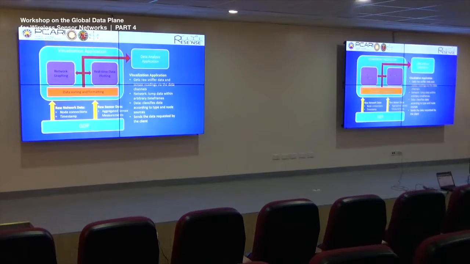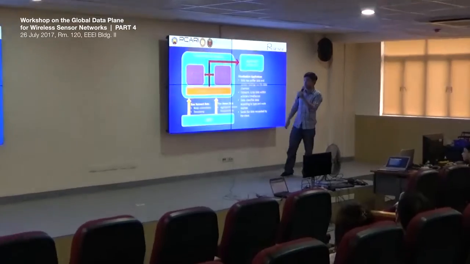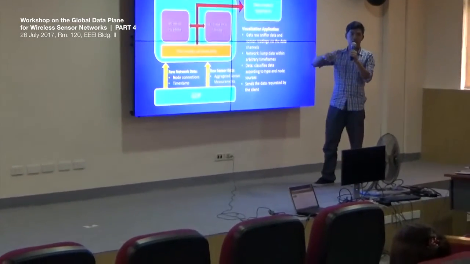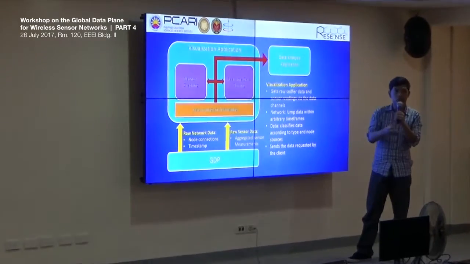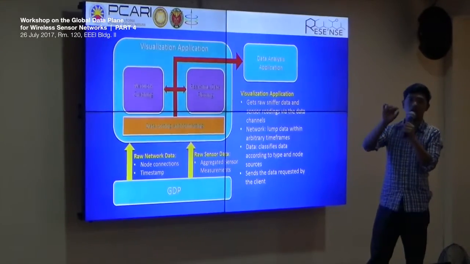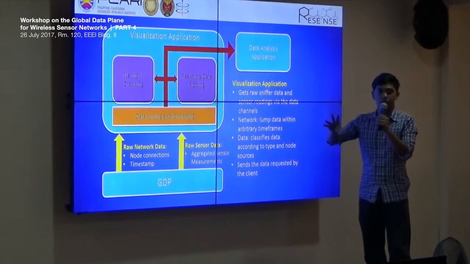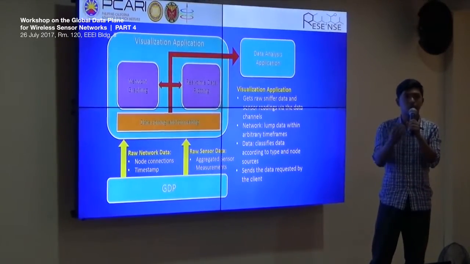So this is the system overview of the visualization. So basically, since we have the GDP, doon nagagaling yung data natin. And for our visualization application, we have two types of data. Yung network data and yung actual data, like for our case is battery voltage, temperature, and humidity. So for yung network data, specifically yung kinukuha namin is yung node connections. So this is, in the links of the network, it's both the source and the destination. And then of course the timestamp. Then for raw sensor data, so yung raw data ng mga sensors and yung timestamp again.